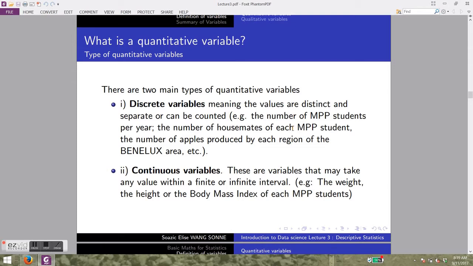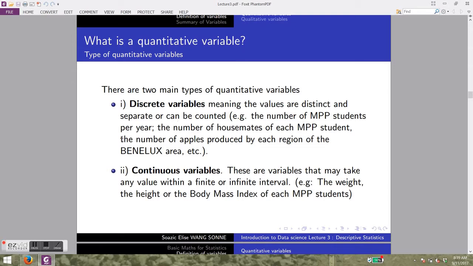So in the data framework, in the column you have the number of housemates, and in each line you have each MPP student answering this question. This is an example of a variable which is said to be discrete because it can take distinct values. The number of housemates cannot be 0.3 or 0.2, right? They can be counted, they are distinct, they are separate.